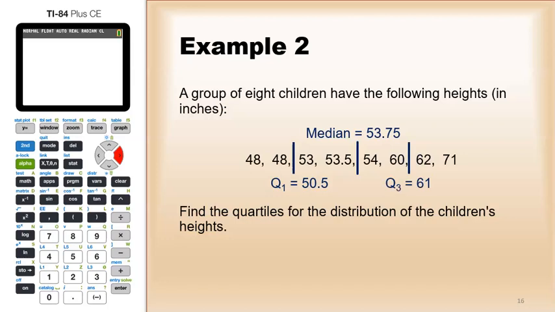So you can see each of those 3 numbers, the median and the quartiles, break up your data into 4 pieces. Each of those pieces has 2 data points. So we have the first quarter, 48 and 48, and then we have the quartile. And then we have another 2 values, and then a median. Another 2 values, the upper quartile, and then 2 more values.